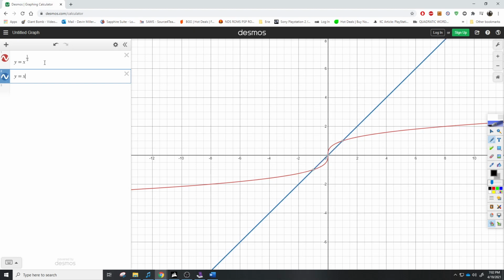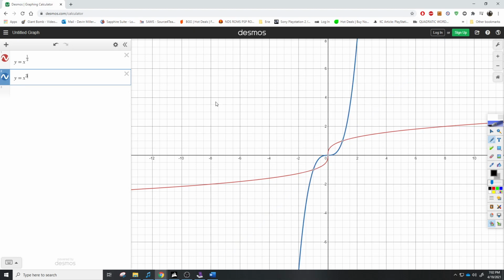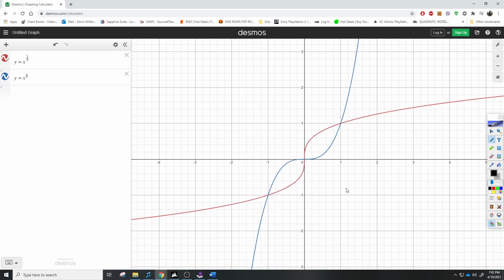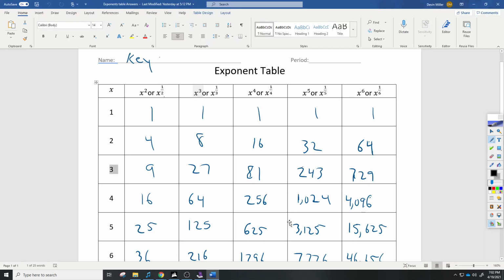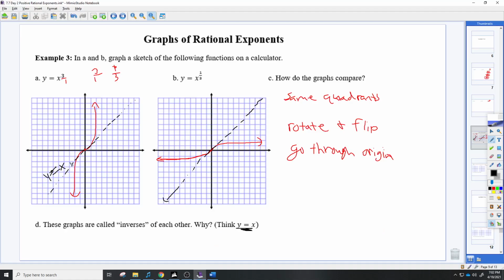Y equals x to the third power. So these are actually called inverses, where if you were to draw a line through the middle here, and I'll put that one in there too, y equals x. Look at that. If you cut that line right down the center and it's diagonal, they look exactly the same. They match up perfectly. So if that ever happens, that's what makes these two graphs inverses of each other. It's kind of a new topic that we haven't talked much about, but it's an introduction to it.